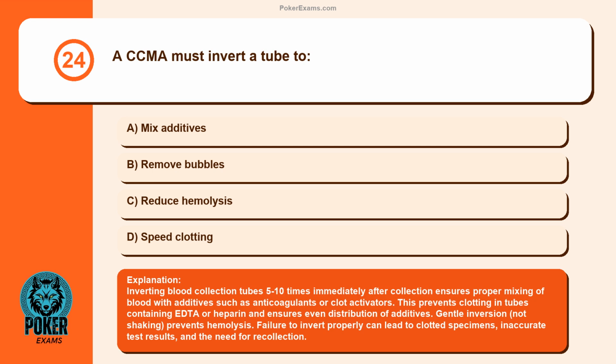Inverting blood collection tubes 5 to 10 times immediately after collection ensures proper mixing of blood with additives such as anticoagulants or clot activators. This prevents clotting in tubes containing EDTA or heparin and ensures even distribution of additives. Gentle inversion, not shaking, prevents hemolysis. Failure to invert properly can lead to clotted specimens, inaccurate test results, and the need for recollection.